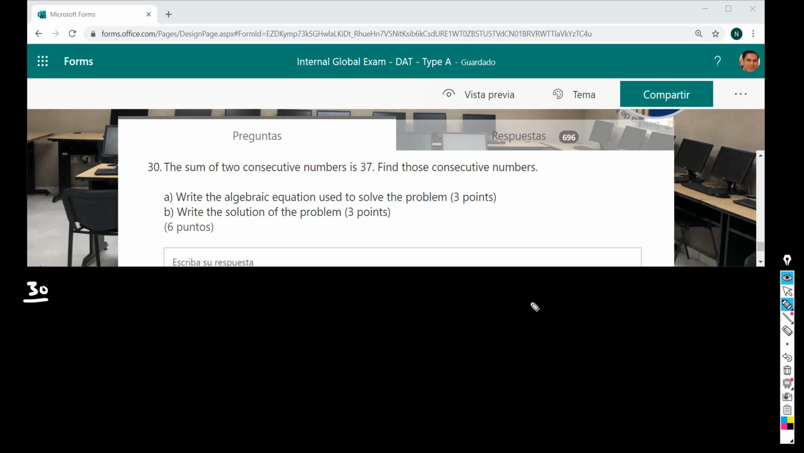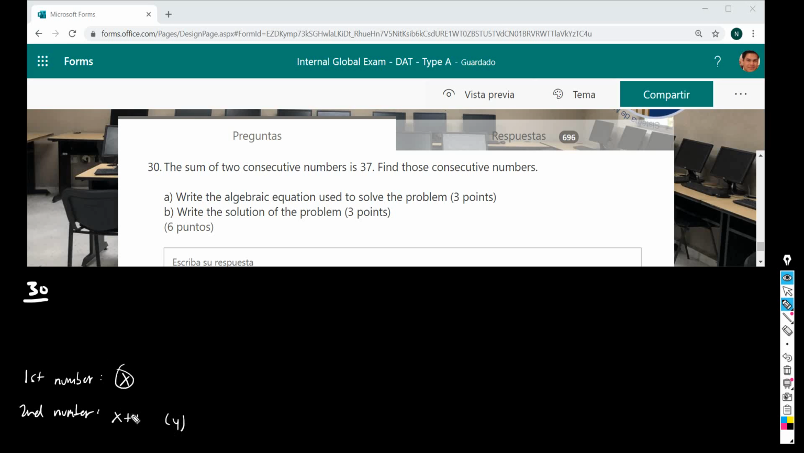Problem 30. The sum of two consecutive numbers is 37. Find those consecutive numbers. A. Write the algebraic equation used to solve the problem. In this case, guys, you should have written the following. The first number is x, and the consecutive number to this one should be written as x plus 1. A lot of people just wrote another variable for this other number, for example y, and that's not gonna work. Let me tell you why in a moment.